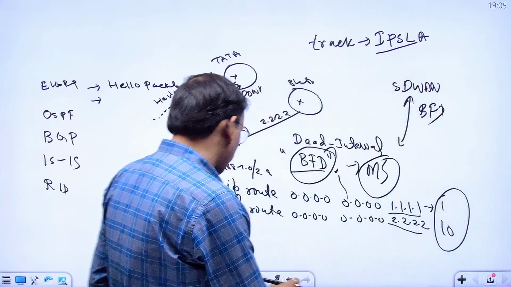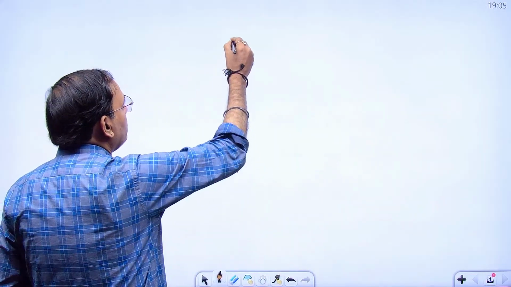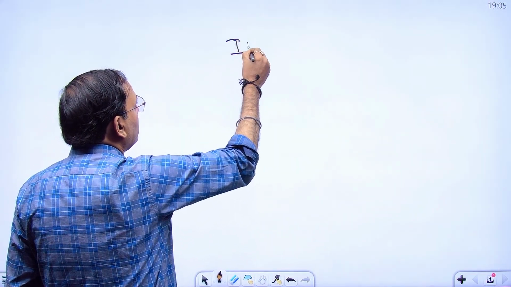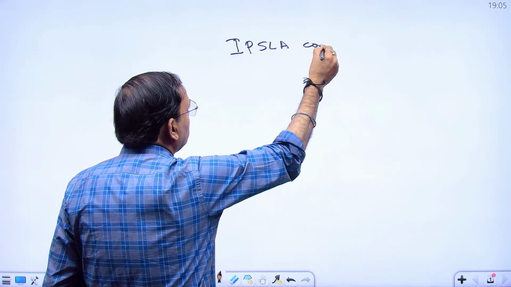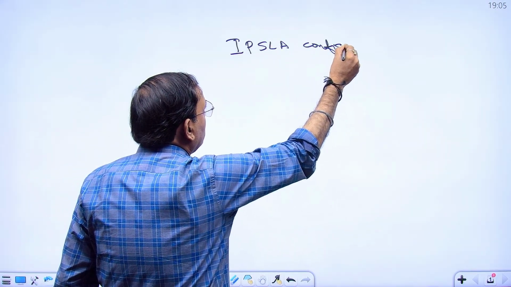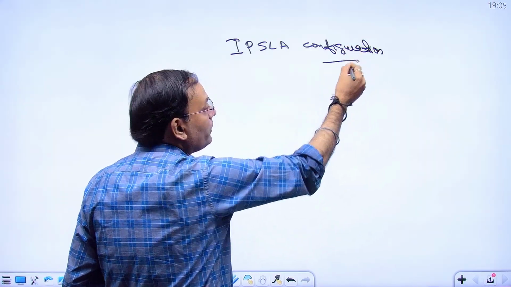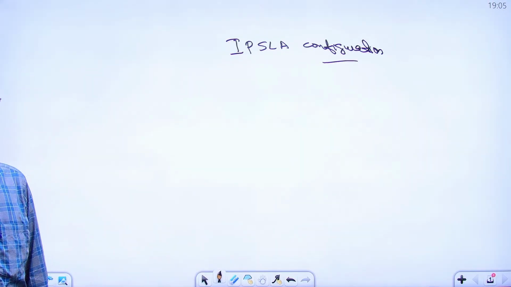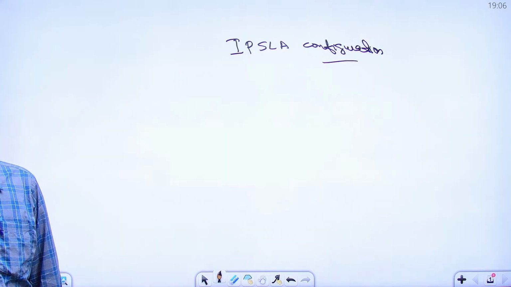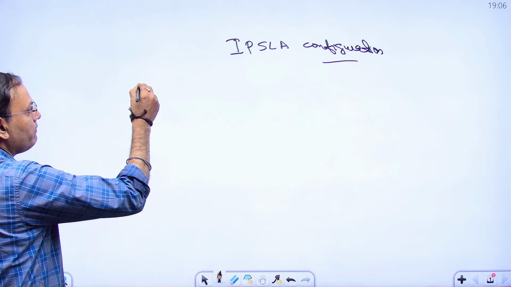Okay. Now coming back to IPSLA configuration. So this is configured everywhere. Whenever you check any router which is having the default route, you will check IPSLA configuration. Okay. So IPSLA configurations will be like this.